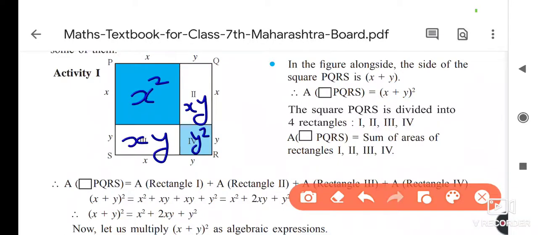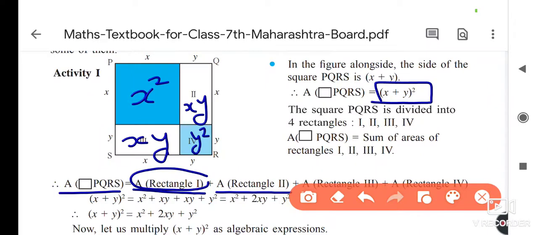Okay. Now the area of PQRS is equal to (x plus y) bracket square, and these four parts we have taken inside it. So here it is written that the area of PQRS is equal to the area of rectangle first, area of rectangle second, area of rectangle third, and area of rectangle fourth. We have to add all these. So the area of rectangle first is equal to x square, that is written here.